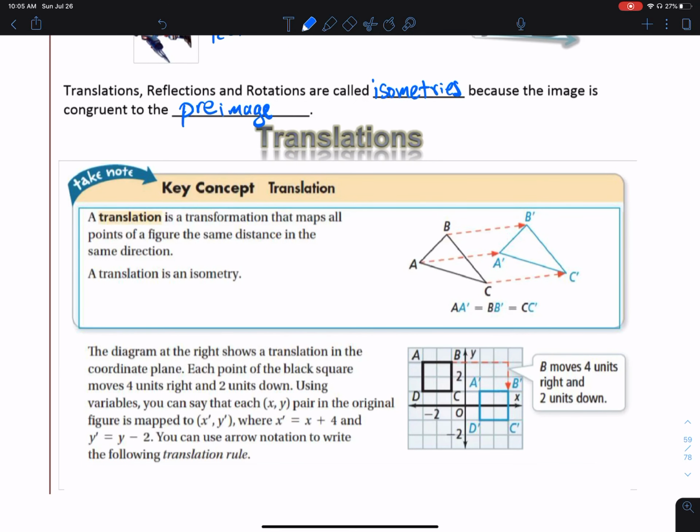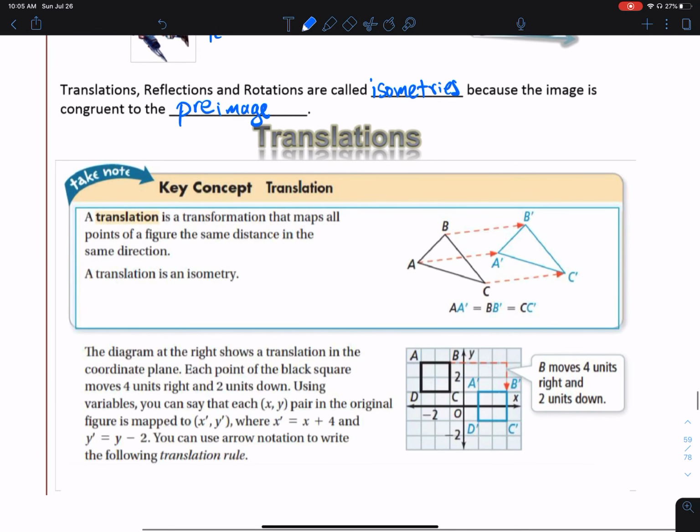Key concept. A translation is a transformation that maps all the points in a figure the same distance and the same direction. The translation is an isometry. So point A moved to the right to get A prime, went up a little bit. B moved to B prime. C moved to C prime. Notice, which we've already discussed, those are all equal length. Also, they all moved in a parallel manner to each other.